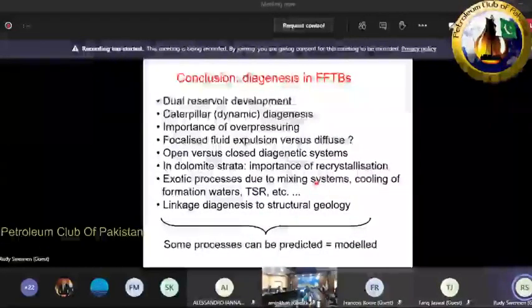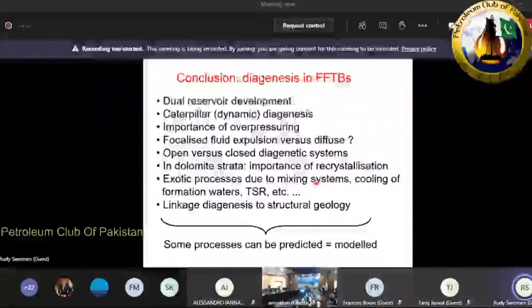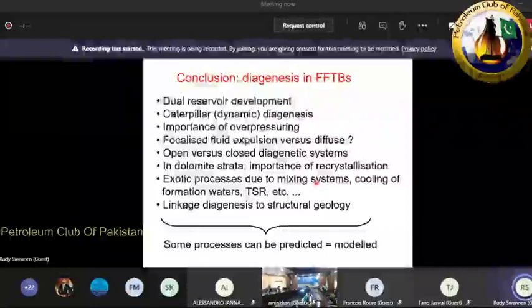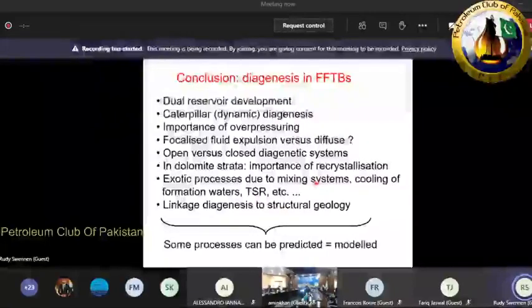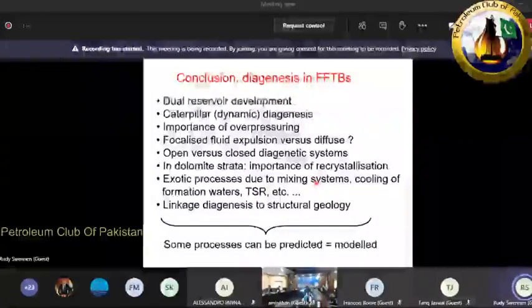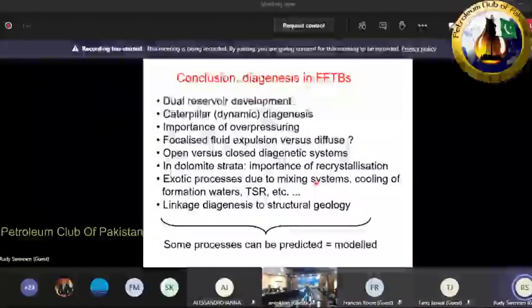So in foreland fold and thrust belts, the reservoirs are dual reservoir systems. We have a caterpillar type of diagenesis, so the front is moving with the thrusting. It's more dynamic. We, on a regular basis, have systems which are overpressured. We have also focalized fluid flow along fractures, but we can also have more diffuse flow.